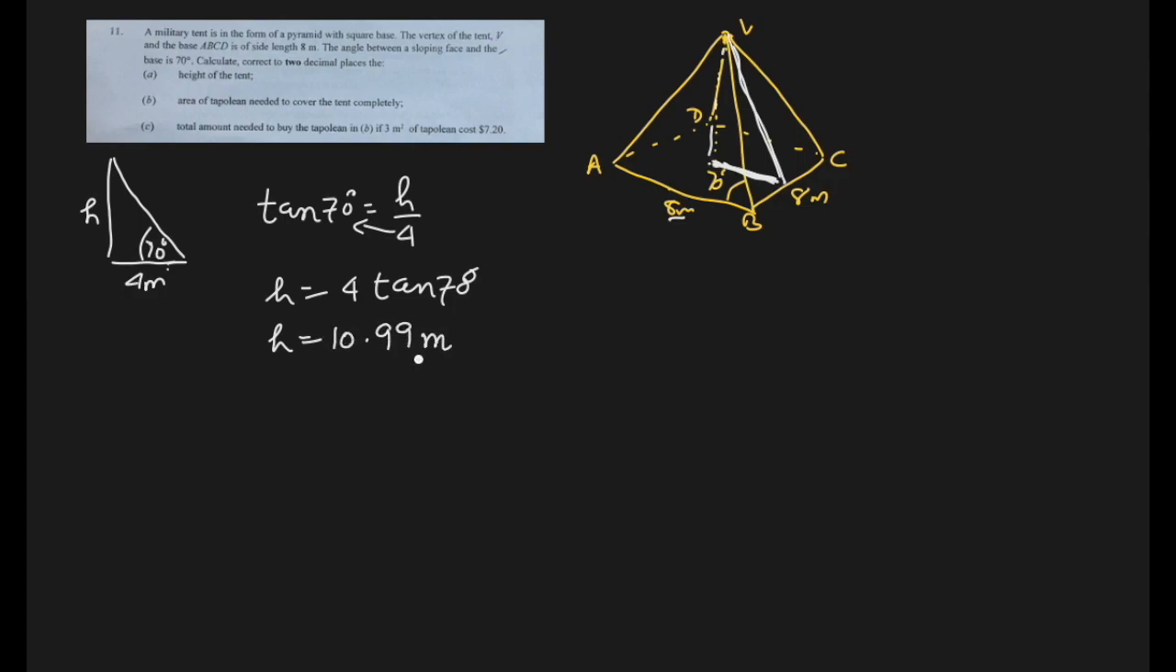99 meters. This is the height of the tent. Area of the tarpaulin needed to cover the tent completely. So we will find the area of one triangle, and we'll just multiply it by 4 sides, yeah? Because the base is not covered. The base of a tent is empty, right? There is just soil on it, so we'll just do this one.